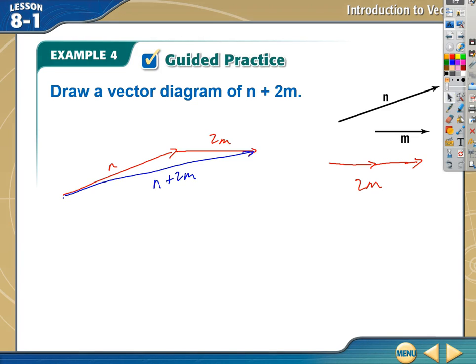Bam! There it is. Hopefully you got the same thing. Notice here's the 2m. I drew the n the same way. The 2m goes there. My resultant vector is the blue. And that's my vector diagram.